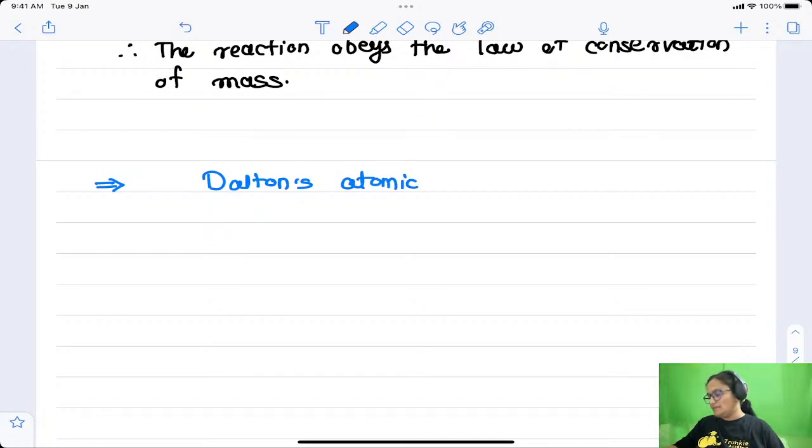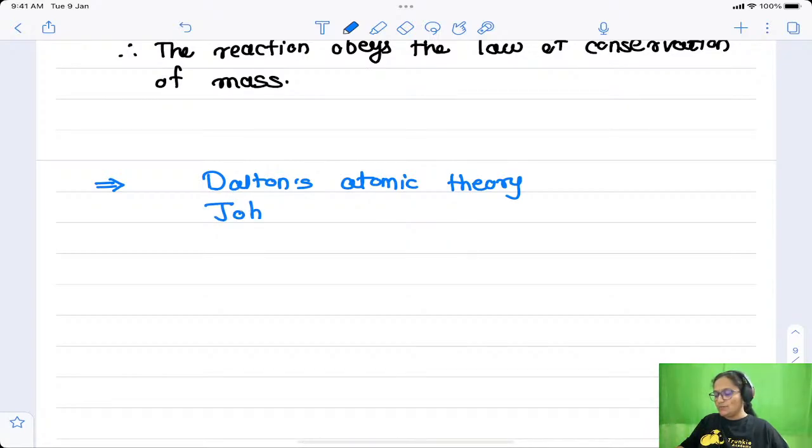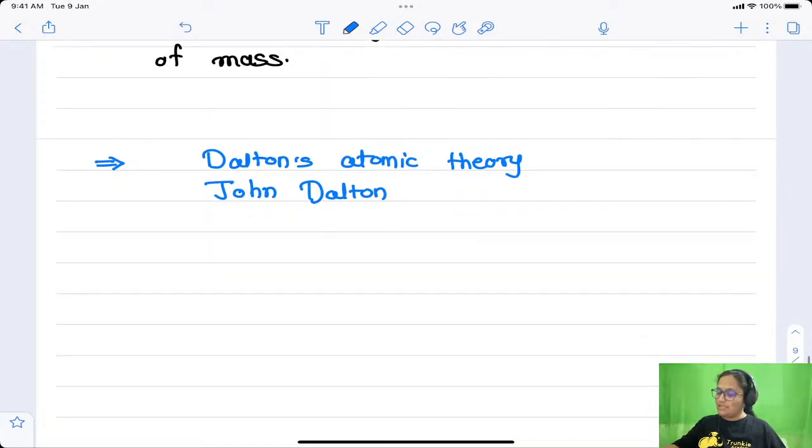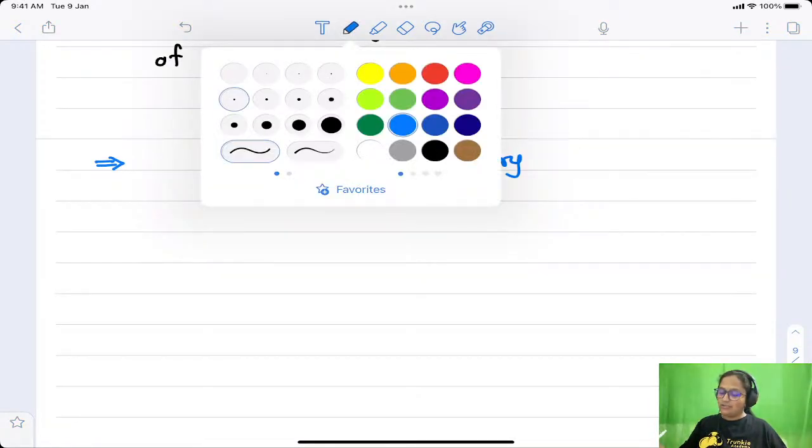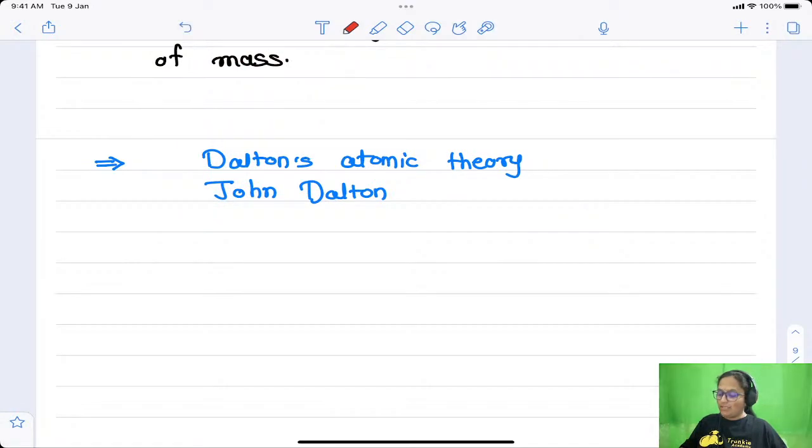This theory is a result of, or is on the basis of, the two laws: the law of conservation of mass and the law of constant proportion. The name of the scientist who discovered it is John Dalton, who is a British scientist, and he has given some postulates for Dalton's atomic theory. So let us see what the postulates of this Dalton's atomic theory are.